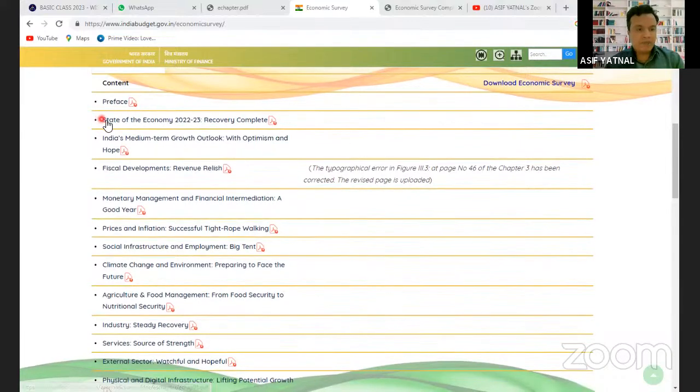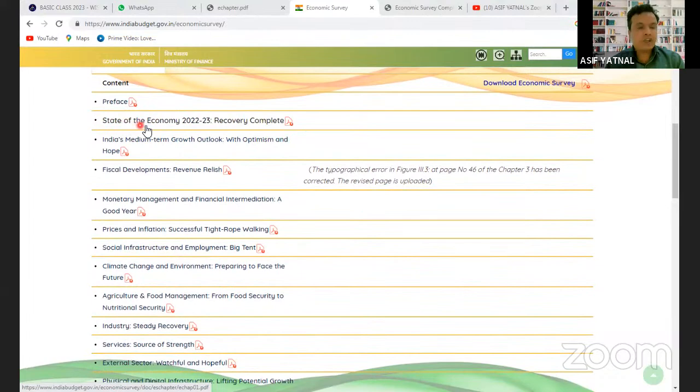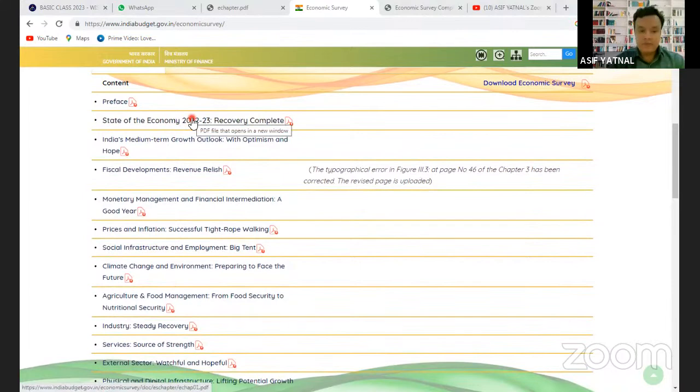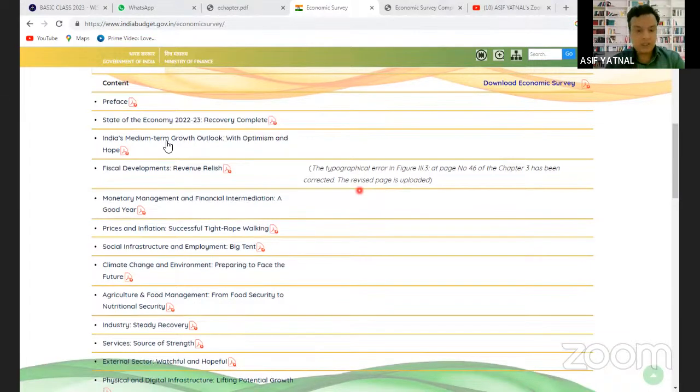Here you can see the first chapter of the economic survey is the state of the economy 22-23. मतलब पिछले साल का state of the economy क्या था? In the state of the economy we see what the economic growth of the country was last year, what the GDP growth rate is, what the total GDP produced in 2022-23 is, what the inflation rate is, what the sectoral performance was, like in agriculture, manufacturing and the service sector, how much import and export we have done, what the current account deficit is, what the fiscal deficit is.